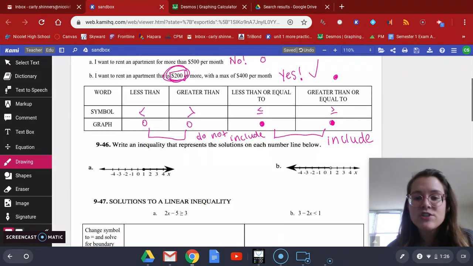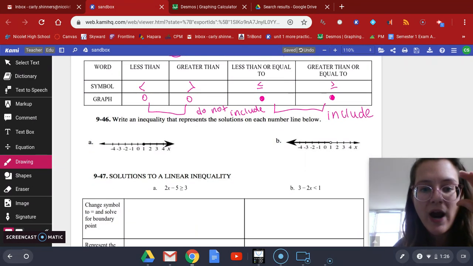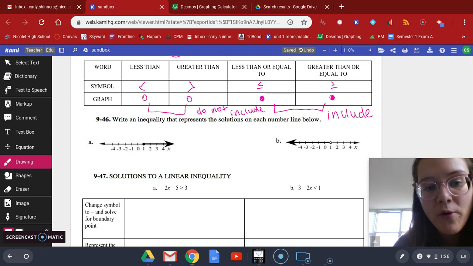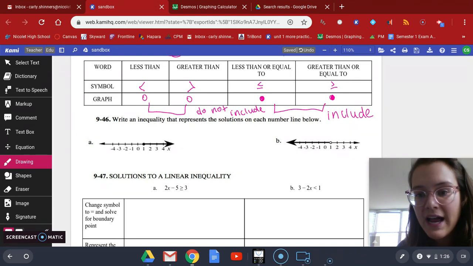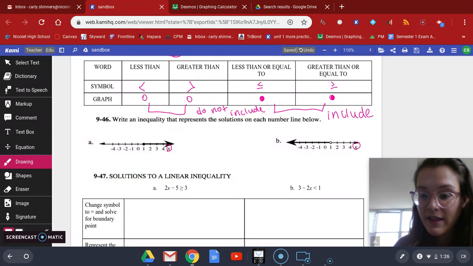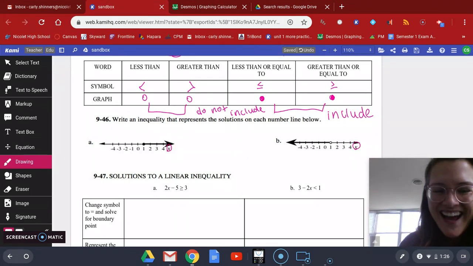So 9-46, let's practice this. Write an inequality that represents the solutions on each number line below. I'm just going to use the variable x because I see that on the number line here, but you can use any letter you want. I don't really care, okay?